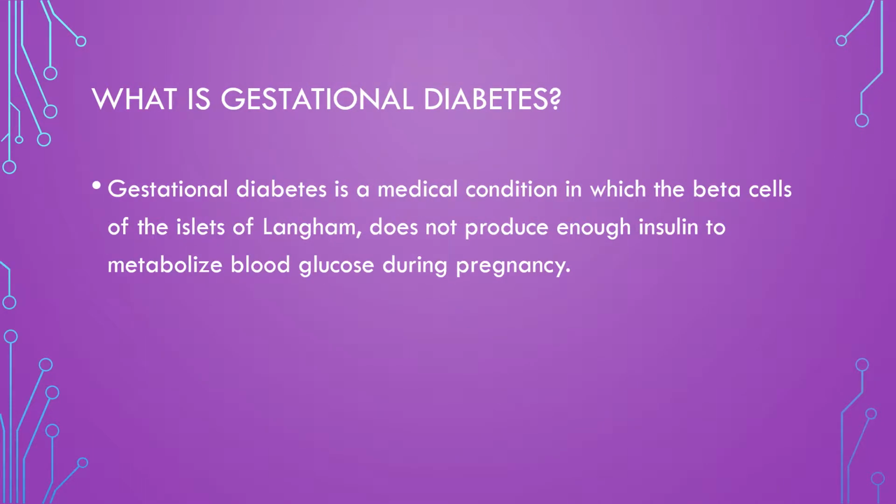What is gestational diabetes? Gestational diabetes is a medical condition in which the beta cells of the islets of Langerhans do not produce enough insulin to metabolize blood glucose during pregnancy.